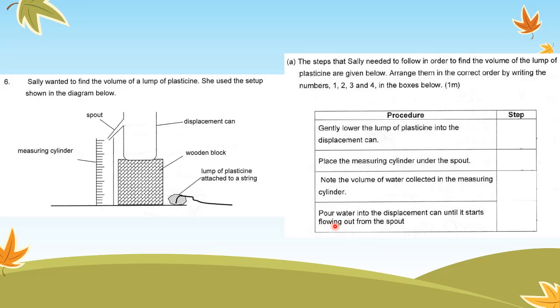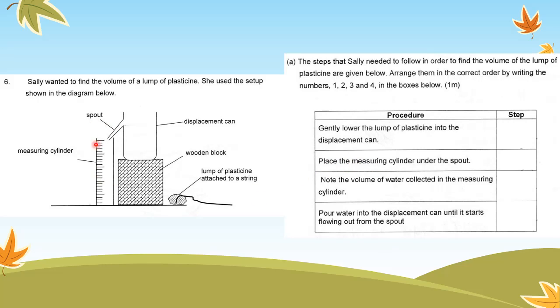Now then we have two things to choose. We place the cylinder first, or we pour water first. Now let's say we place the cylinder first, then we pour water in. Water rises, then the water will be flowing out from the spout. Then when the water flows out from the spout, your measuring cylinder will have some volume recorded already. Then your experiment will not be accurate, because you have an initial volume here when the stone is not even lowered yet. So you cannot put the measuring cylinder under the spout first.